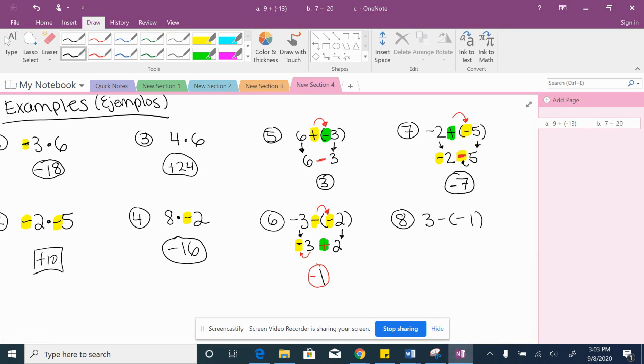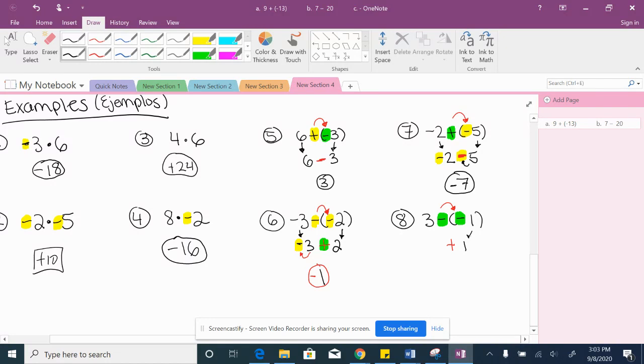The last problem, el último problema, we have parentheses. Tenemos paréntesis. We have one negative and one negative. Hay un negativo por un negativo. When we multiply by two negatives, cuando multiplicamos por dos negativos, these change to positive. Esos cambian a positivo. They change because two negatives become a positive. Esos cambian porque dos negativos cambian a positivo.